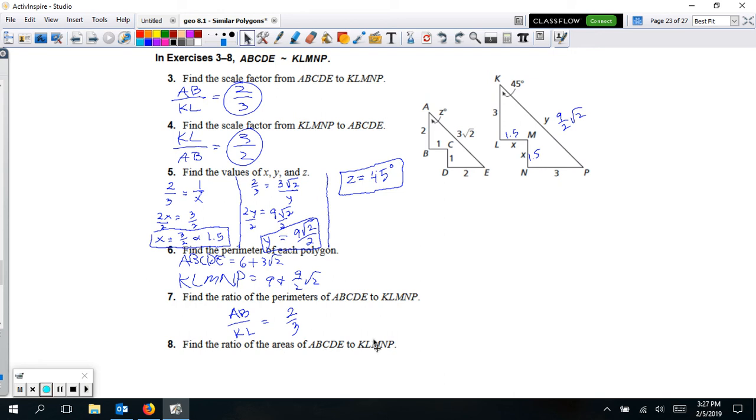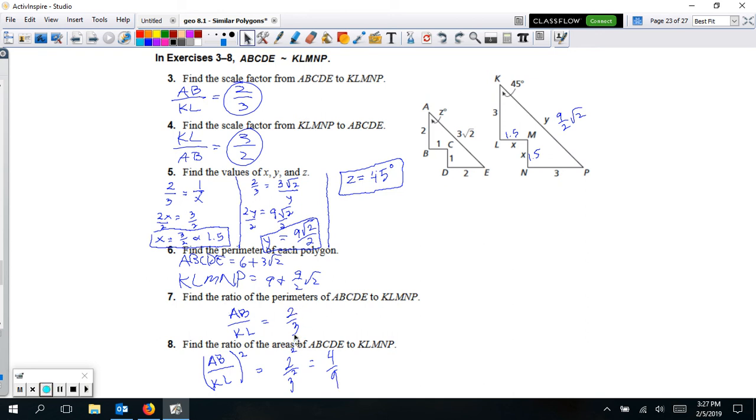Number 8, find the ratio of the areas from the smaller one to the larger one. The only difference here now will be from smaller to larger, so same thing. We're going to use AB over KL. The only difference now is it has to be squared. So the ratio of the areas has to be basically the ratio of corresponding sides squared. And so I'm going to square it now. So AB over KL is going to get squared. So I'm going to say 2/3 is going to get squared. So 2 squared on top and 3 squared on the bottom. So that's going to give me 4 on the top, and on the bottom 3 squared will be 9. So the ratio of the areas is actually 4/9.